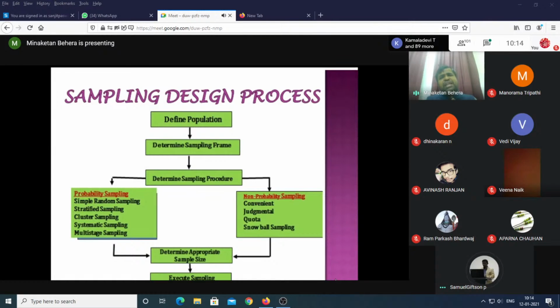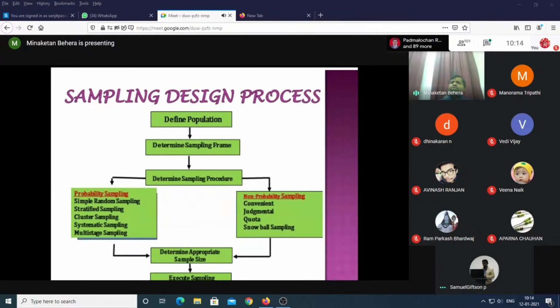Similarly, in non-probability sampling, you can choose anyone. That is your choice, your freedom, your understanding. Non-probability sampling is that sampling in which every individual does not have an equal and independent chance to be in the sample. That means there is always an error, always a bias, in non-probability sampling.